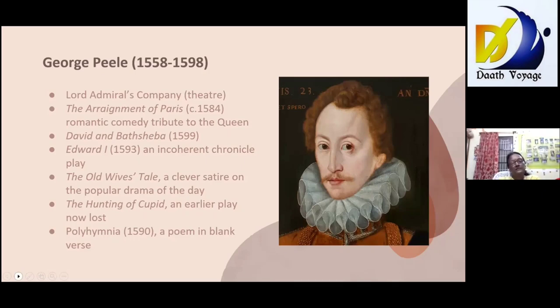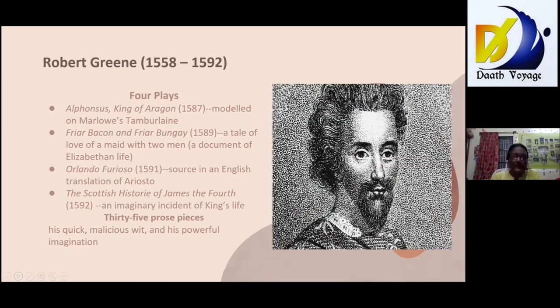And then the next one, the second of the University Wits, is Robert Greene. His period is 1558 to 1592. He has written four plays and 35 prose pieces. He is better known as a prose writer. What are the plays he has written?